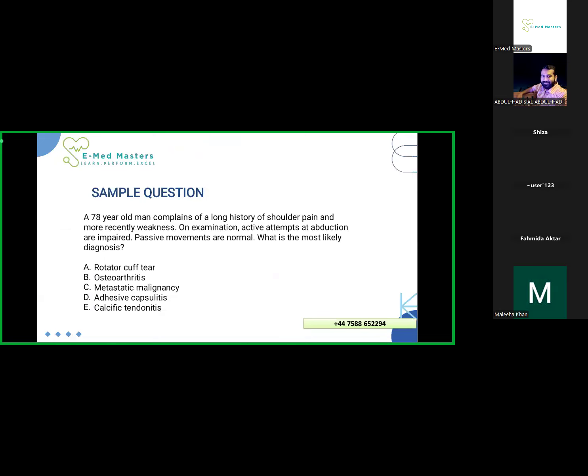So last question here is the 78-year-old man complains of long history of shoulder pain and more recently weakness. On examination, active attempts at abduction are impaired. Passive movements are normal. What is the most likely diagnosis?